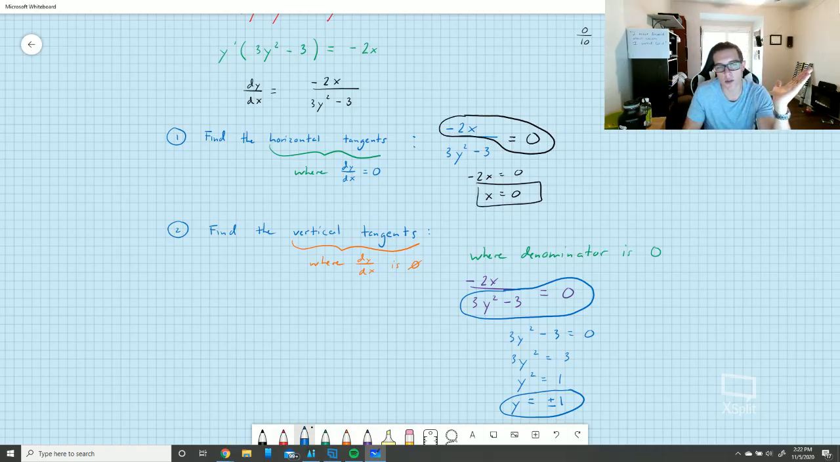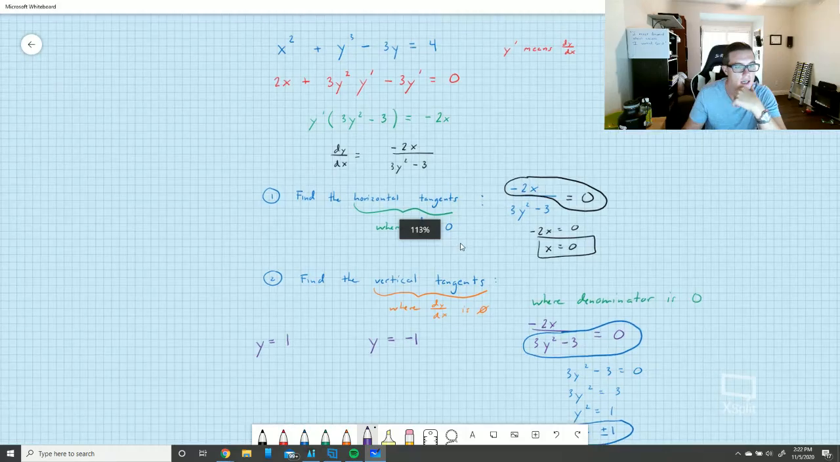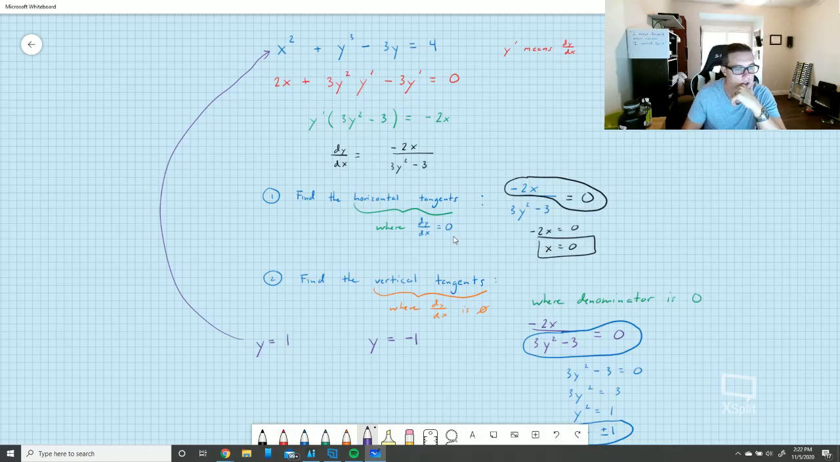That happens in these relations. Sometimes we get answers for x's, sometimes we get answers for y's. If I wanted to find the x's, I could plug 1 back in and get the x's. I'm actually going to do that. So I know it's y equals 1 and y equals -1, because I can actually do this one. So check this out. If I actually wanted the points where I was having vertical tangents, plug them back into the original, way up here. So ready? X squared plus y cubed, but I'm plugging in 1. So 1 minus 3 equals 4.